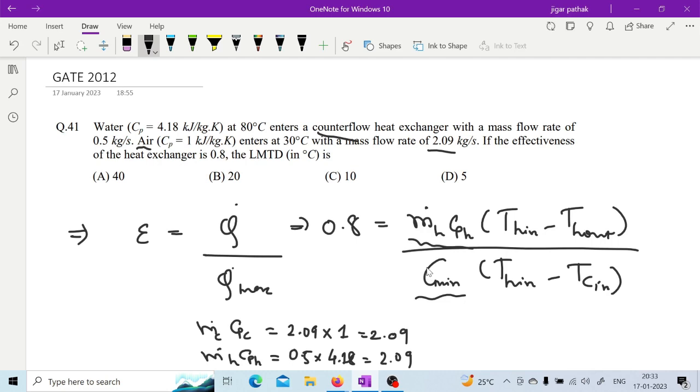Yes, correct. So first if you calculate, then in this case TH in is provided as 80, TH out you don't know. TH in and TC in are both provided as 80 and 30. So from this, what will be TH out? 40 degree, yes, right?